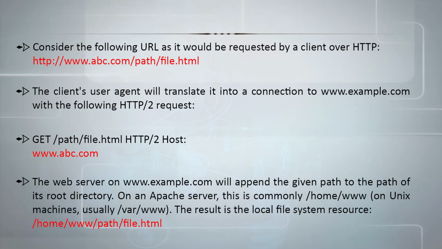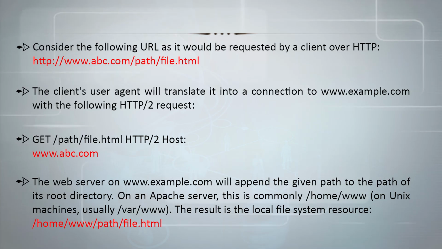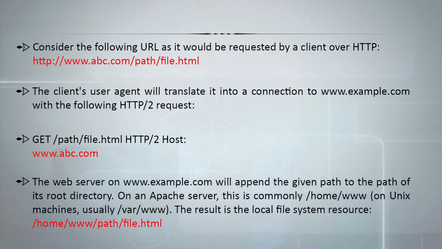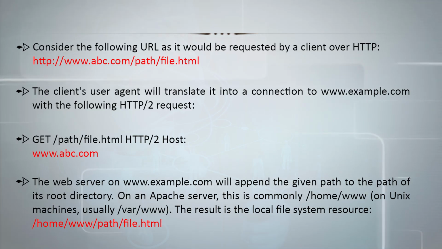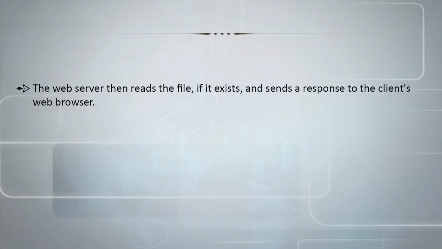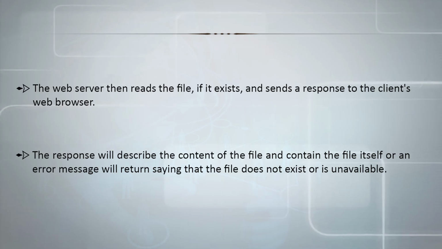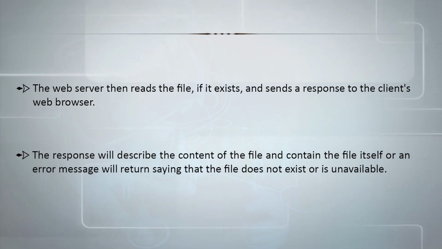The web server on www.abc.com will append the given path to the path of its root directory, and on an Apache server this is commonly /home/www. On Unix machines usually it is /var/www. The result is the local file system resource, which is /home/www/path/file.html. The web server then reads the file if it exists and sends a response to the client's web browser. The response will describe the content of the file and contain the file itself, or an error message will return saying that the file does not exist or is unavailable.